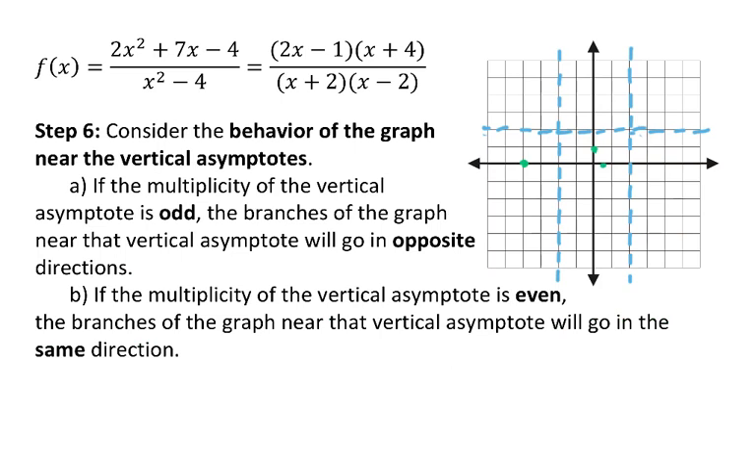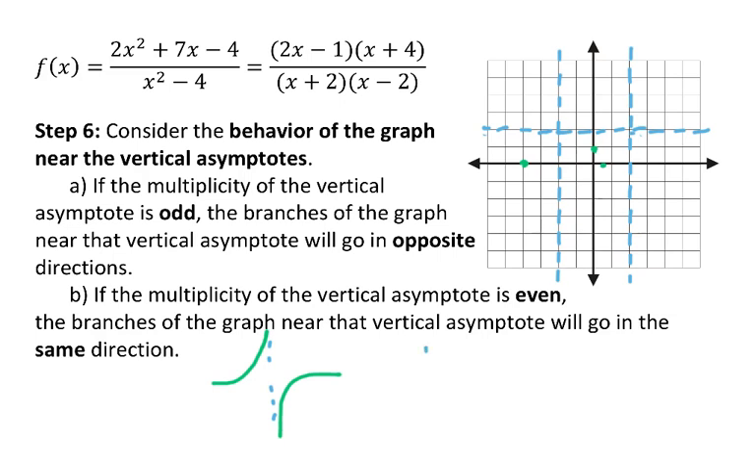So we'll remember that for now. One more ingredient before we have enough to draw the graph, and that's to consider the behavior of the graph near the vertical asymptotes. If the multiplicity of the vertical asymptote is odd, the branches of the graph near that vertical asymptote will go in opposite directions. What do I mean by that? Well, when you have a vertical asymptote and you look at the branches of the graph to the left and the right of that asymptote, they could potentially go in opposite directions, where one branch is heading towards positive infinity and the other one is headed for negative infinity.